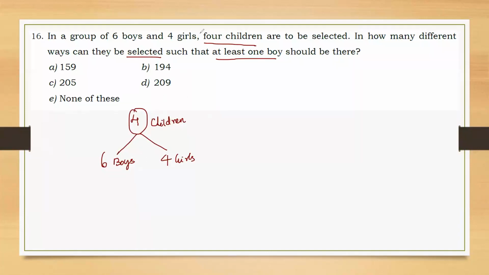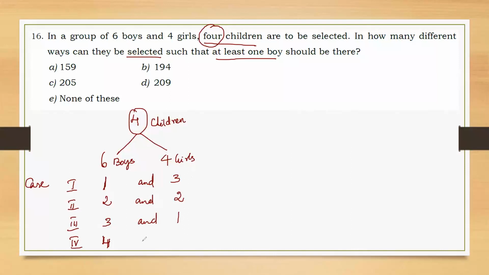So we are going to select 4, right? At least one boy must be there. So one boy, or 2, or 3, or all the 4 are boys. The question is at least one boy, so minimum 1, maximum maybe all the 4 may be boys. If you choose one boy, the remaining must be girls, so 3 girls. 2 boys and 2 girls, you get a 4-member committee or 4 children. 3 boys and 1 girl. 4 boys and 0 girl.